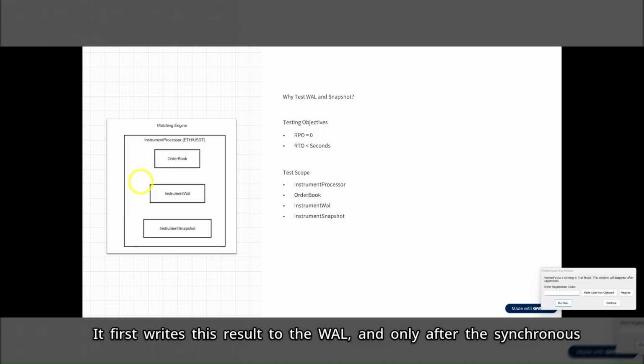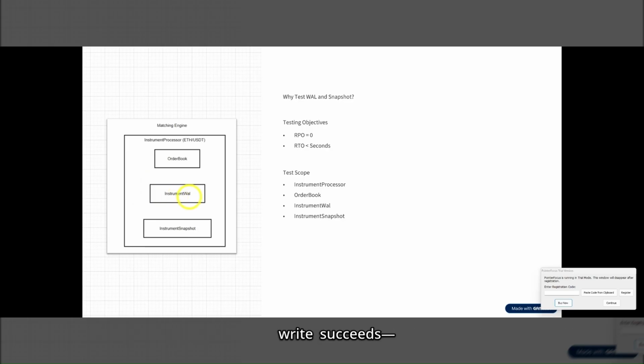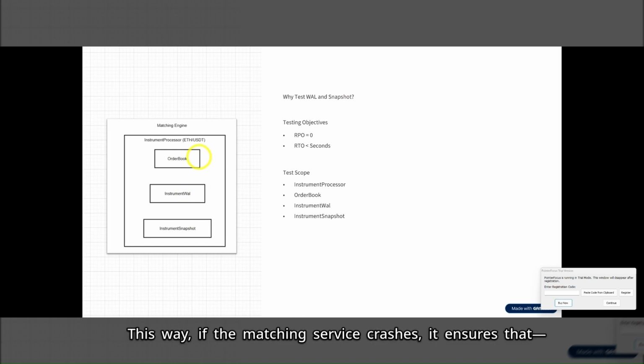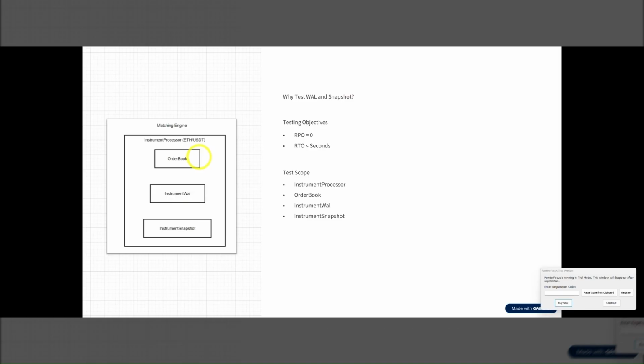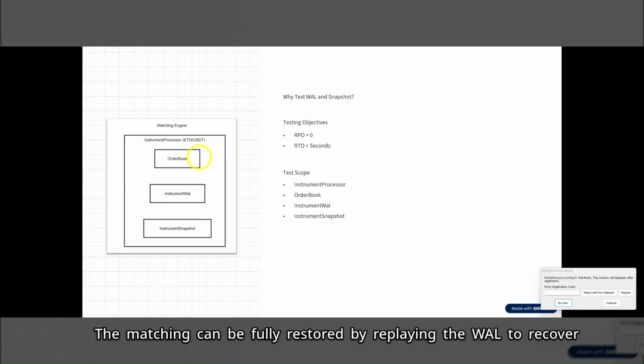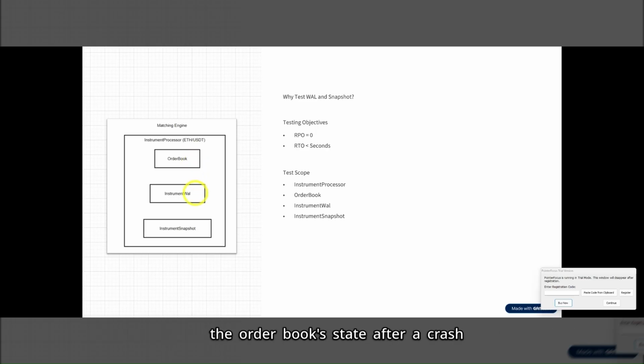It first writes this result to the WAL, and only after the synchronous write succeeds does it proceed to execute it. This way, if the matching service crashes, it ensures that the matching can be fully restored by replaying the WAL to recover the order book's state after a crash. Of course, it also handles some mid-processing tasks, but let's not discuss that here.